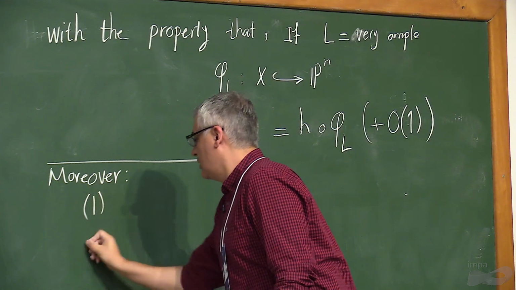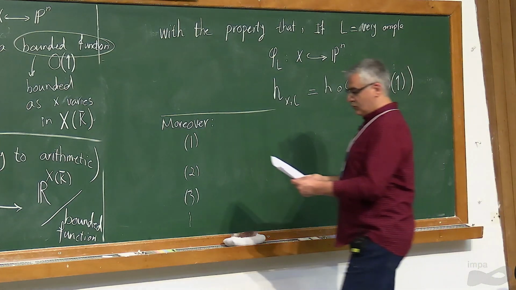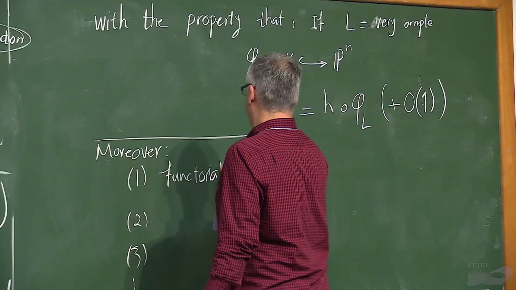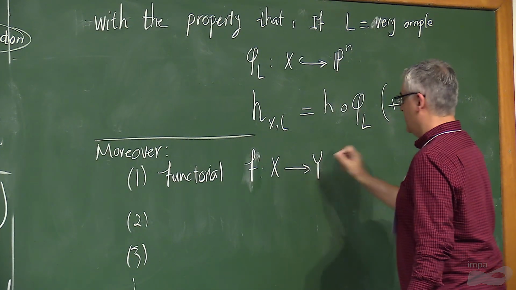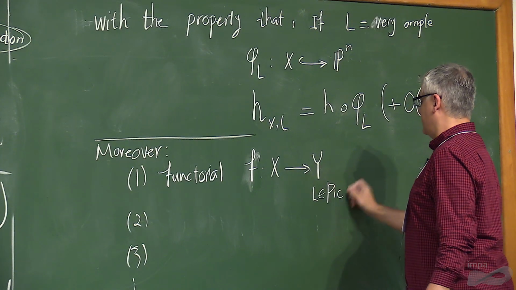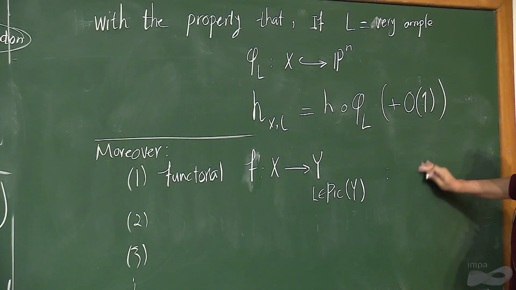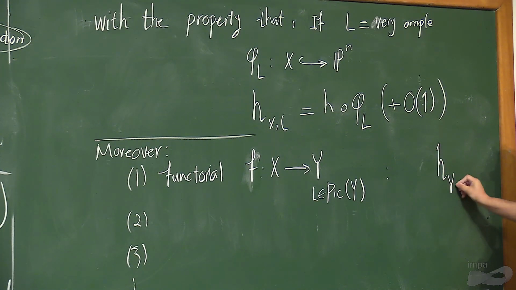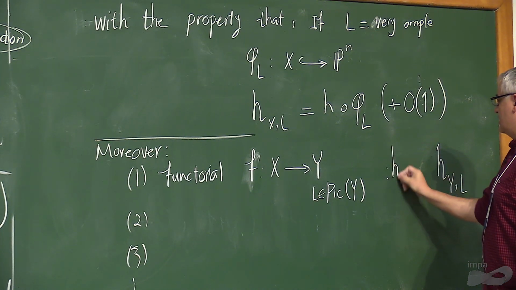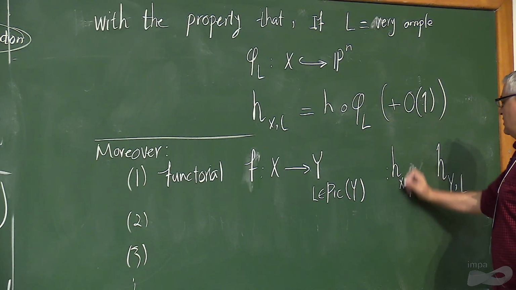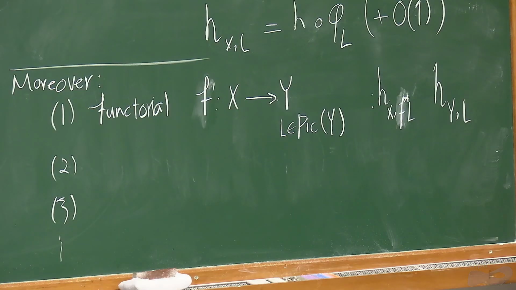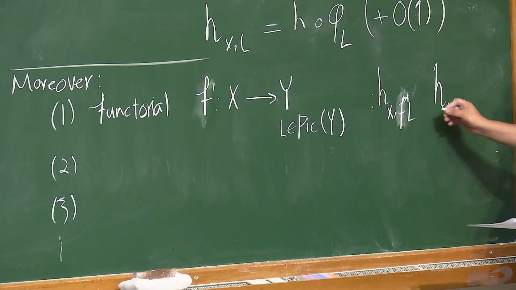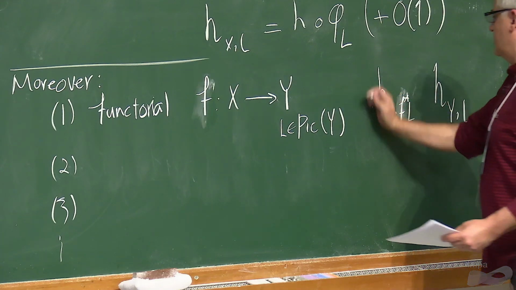Moreover, there's a long list, but I'll write only two of them. It's functorial, which means if you have a map, I'm using phi too many times, let's put f from x to y. And if you have a line bundle here, or divisor here, then you can think of the height function of y with respect to L. And you can also think of the height function of x with respect to the pullback of L. And these two height functions match. I have to compose one with, what should I do? The height function here is going to be composed with f.